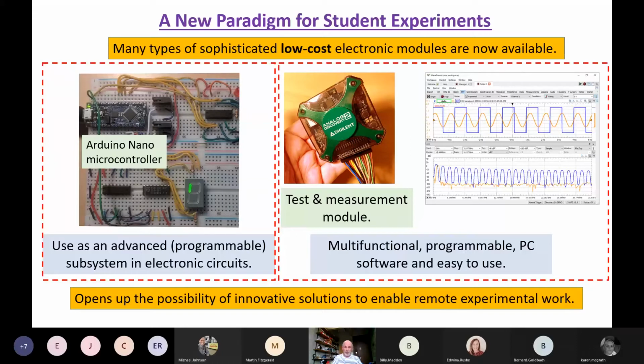So extremely cheap. Here's another component, in fact, a module, which has only become available over the last 4 or 5 years. And in fact, it's a handheld device. It's a full test and measurement module. It's multifunctional, programmable, controlled from freeware PC software and very easy to use. And there on the right-hand side, in fact, is a display on a computer showing very complicated signals and analysis of those signals.